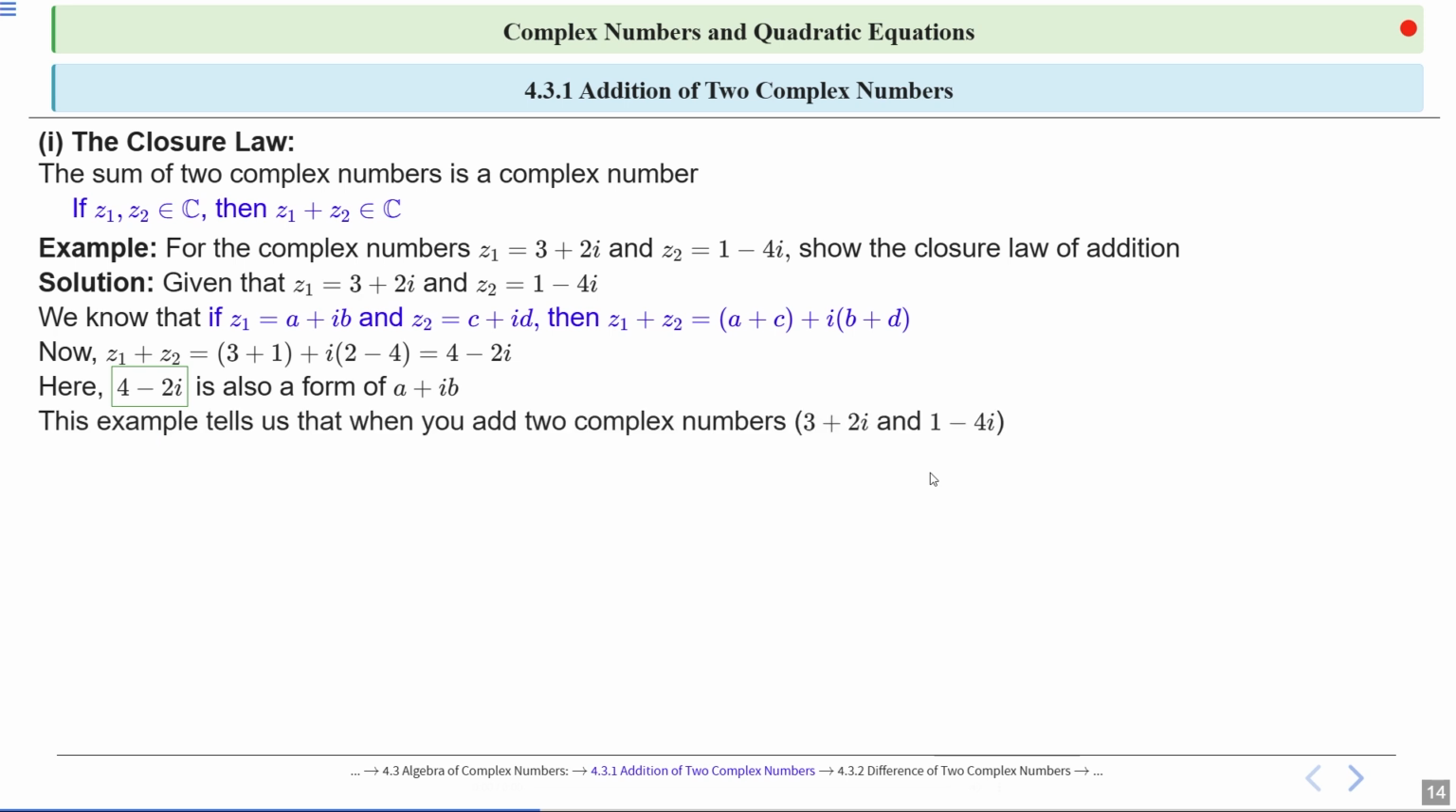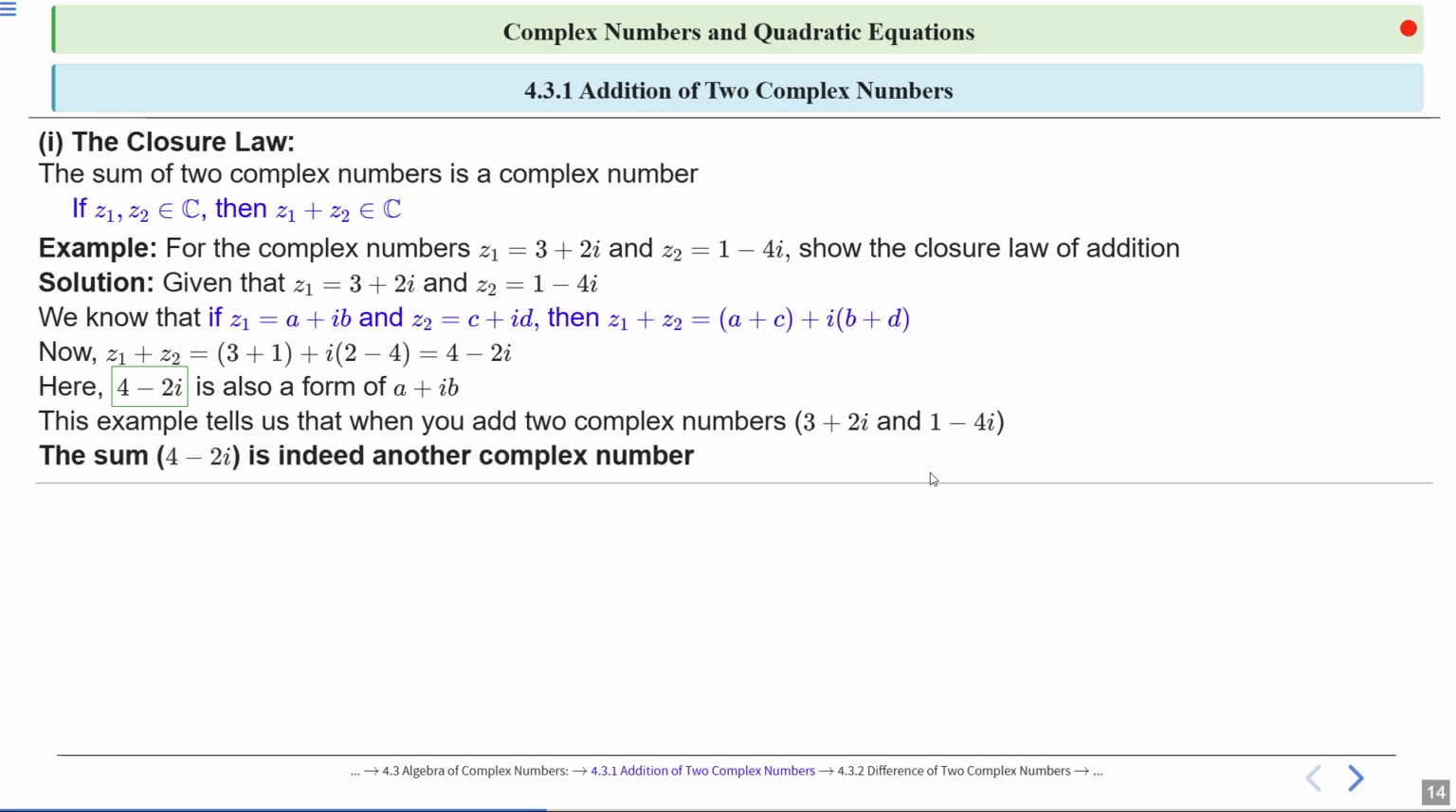So this example tells us that when you add two complex numbers, you will always get another complex number. So the sum 4 minus 2 iota is indeed another complex number. I hope it is clear to all of you.